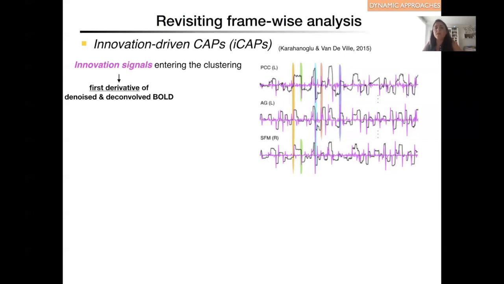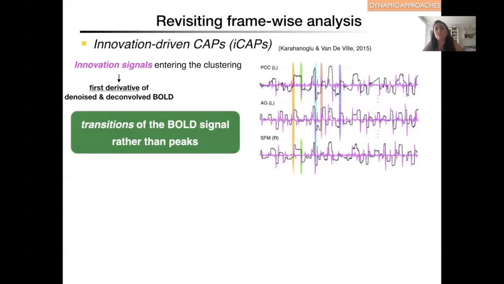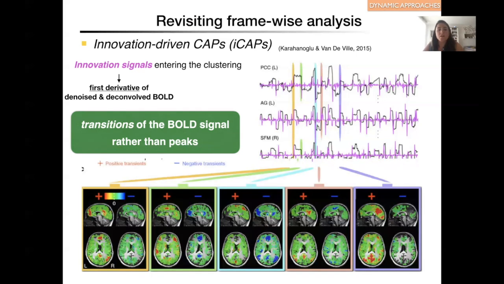So we are not looking here at what co-activates, in other words, but we are looking at which regions change together. So they either increase or decrease their activity level at the same time. So it's a bit more general. We look at transitions of the BOLD signal rather than peaks. And from here comes the relationship between time point 1 and time point 2 from the derivative. These are examples of frames, so innovations, that enter the clustering.